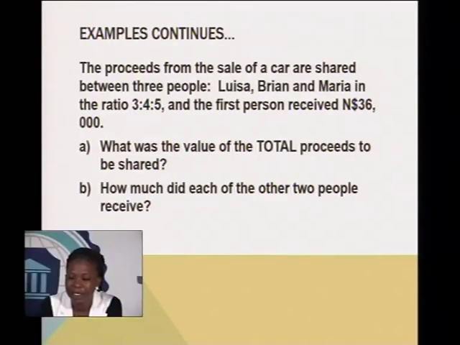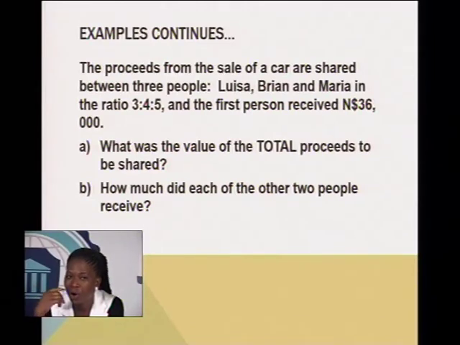The proceeds from the sales of a car are shared between 3 people, Louisa, Brian, and Maria, in the ratio of 3 to 4 to 5. The first person received 36,000. Now, when you look at this question, they are talking about the portion that the first person received. The 36,000 is not the total amount of money they are going to share, but is the share of the first person, who is Louisa.